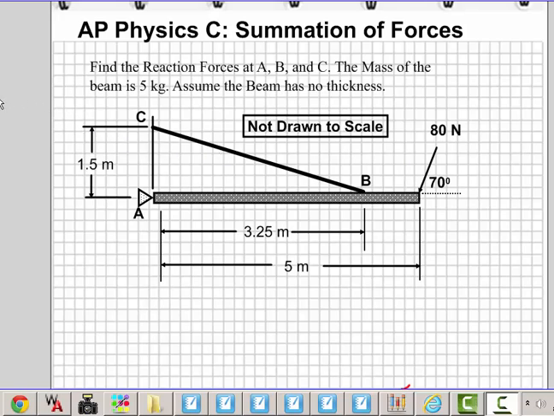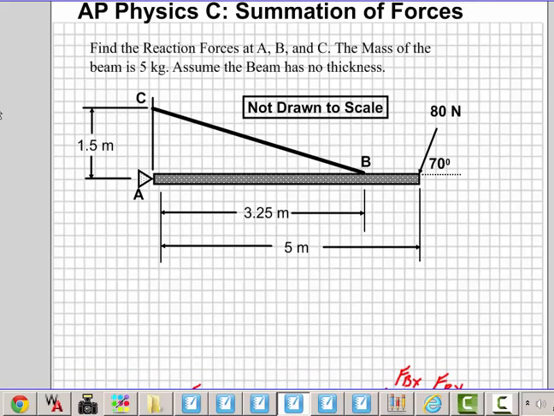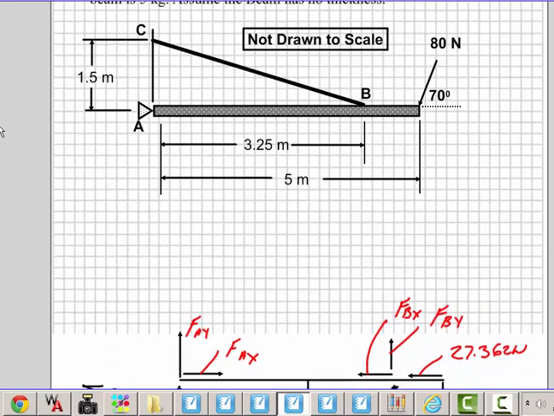Now, I've already started this to save a little bit of time, but I'll go through the steps carefully. The first thing you want to do is draw yourself a good free body diagram. Again, that's essential. Do not, and let me repeat that, do not try these problems without a good free body diagram. It's just going to be frustrating for you.